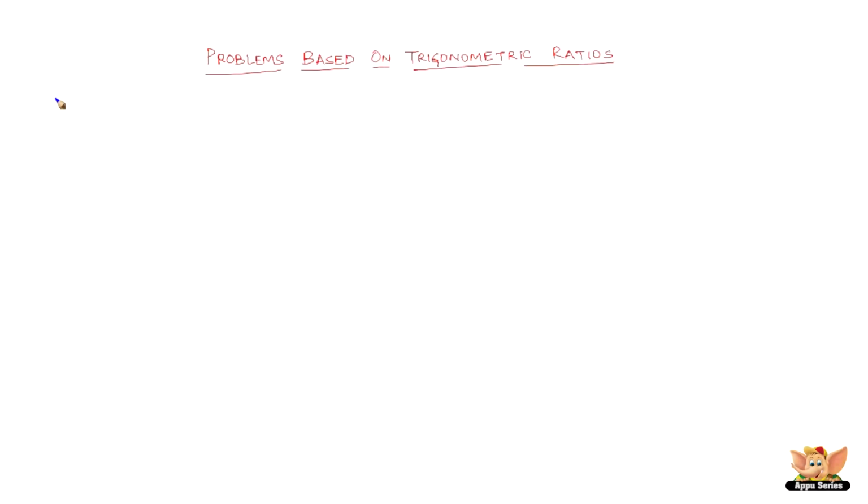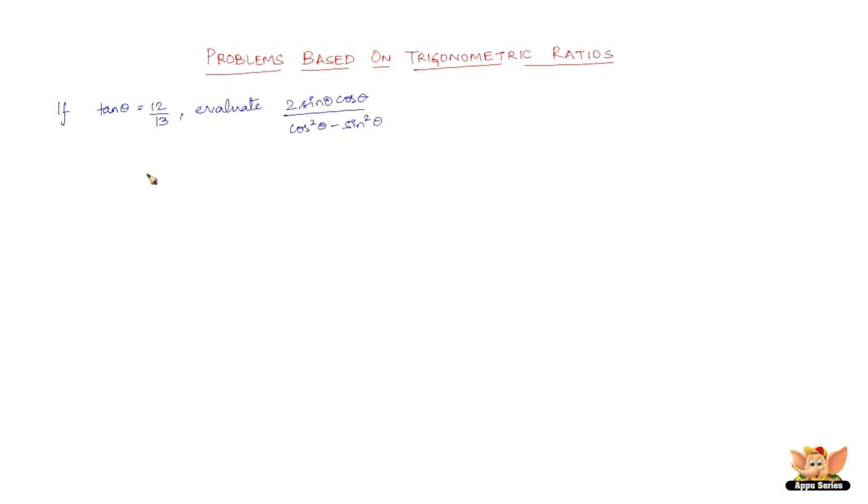In this video, let us solve more problems based on trigonometric ratios. So here is a question. It reads like this. If tan theta equals 12 by 13, evaluate 2 sin theta cos theta over cos square theta minus sin square theta.